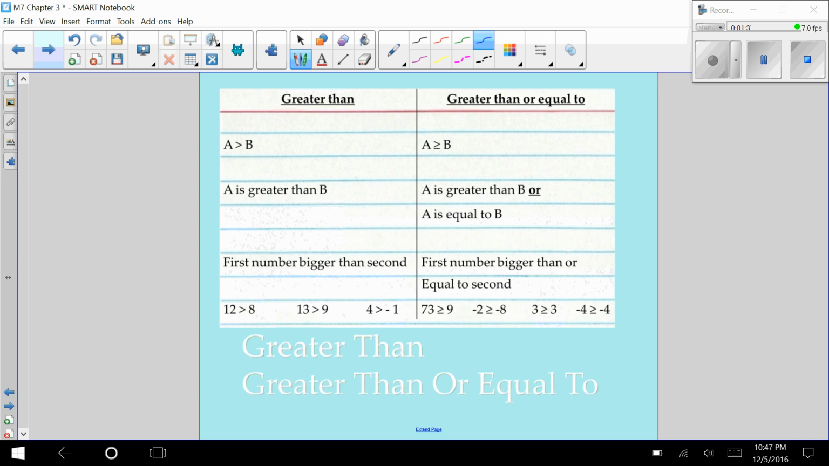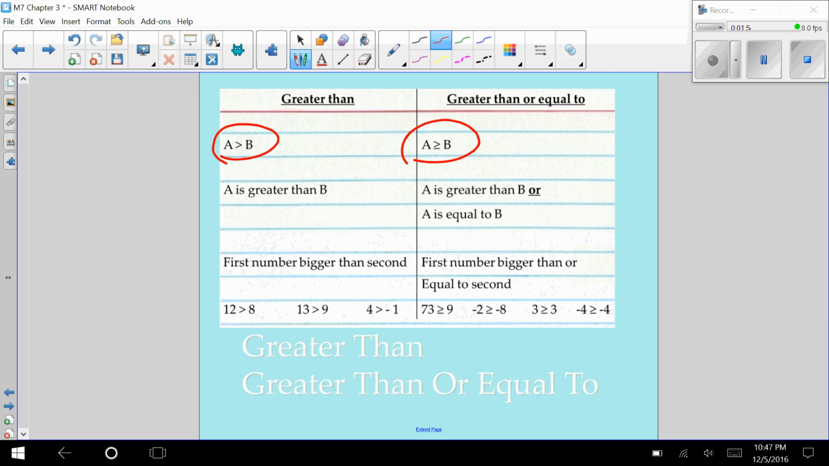For greater than, our symbol right there, A is greater than B is how that is read. It means the first number is bigger than the second. So for example, 12 is greater than 8, 13 is greater than 9, and 4 is greater than negative 1.